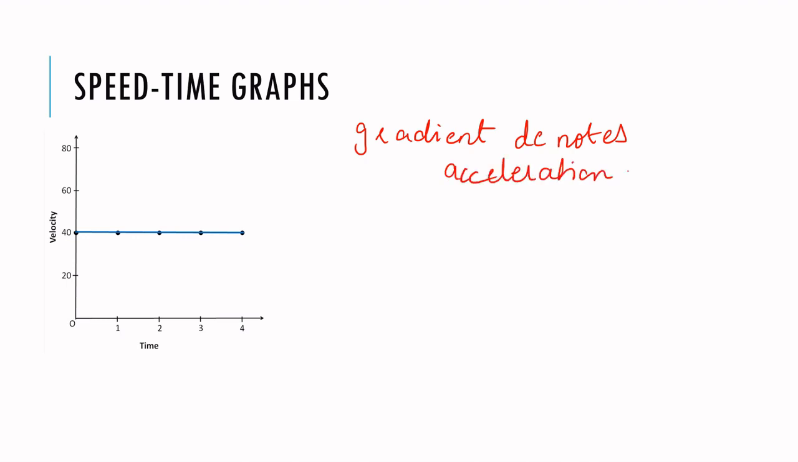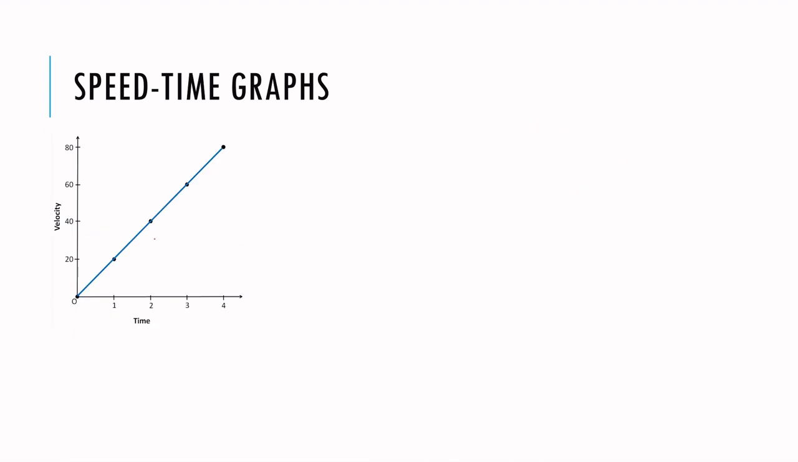Now let us move on to speed time graphs. These graphs have speed or velocity on the y-axis and time on the x-axis. Here, the gradient of a speed time graph denotes acceleration. So let's note it down. The gradient of a speed time graph denotes acceleration. Alright, now let us look at this graph.